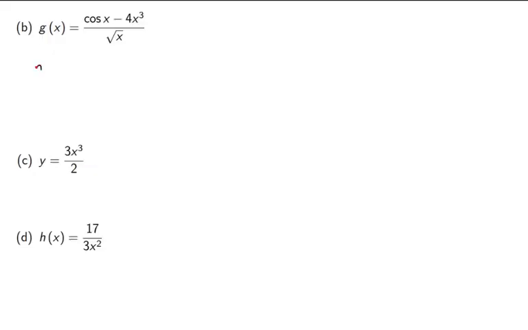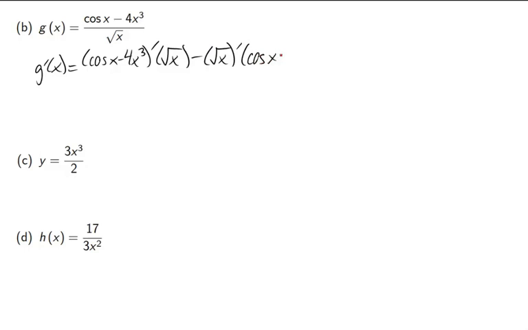Next example, set it up. It's the derivative of the top times the bottom minus the derivative of the bottom times the top, all over bottom squared. Let's take the derivatives and leave it again this time.